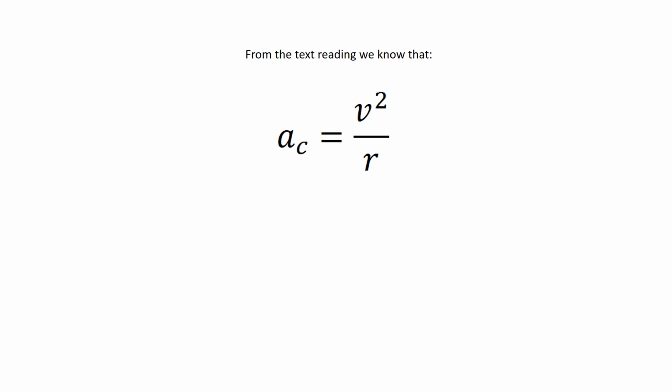All right, so from the text or from the reading or from Khan Academy or whatever you did, we know that centripetal acceleration, that's basically the acceleration of circular motion, right? It's the curving acceleration. The centripetal acceleration equals velocity squared divided by the radius.